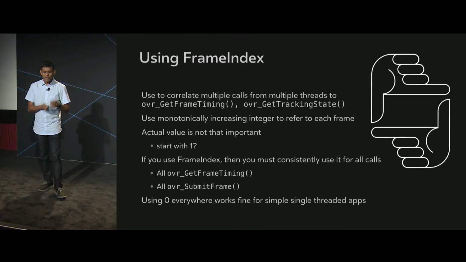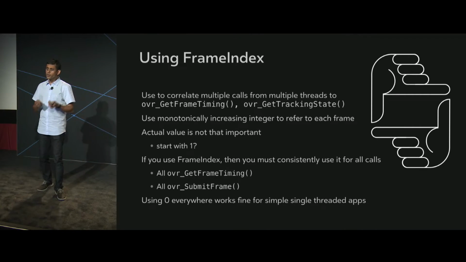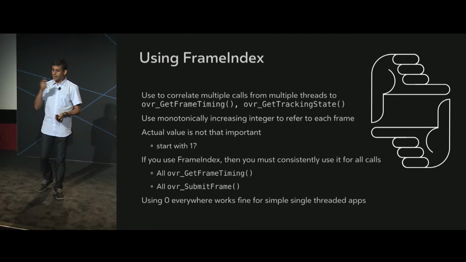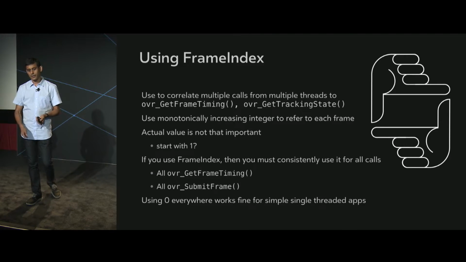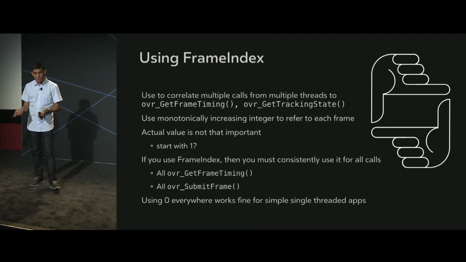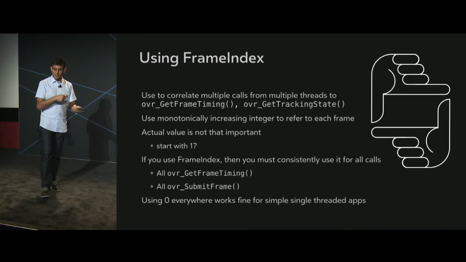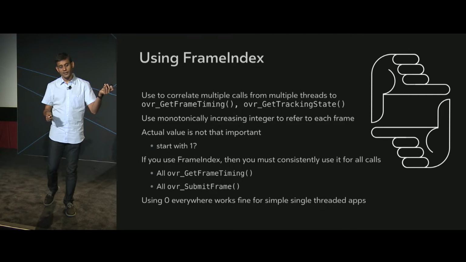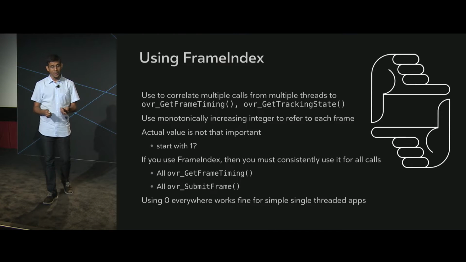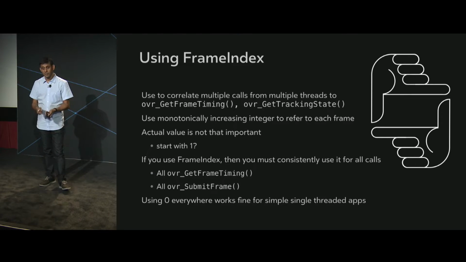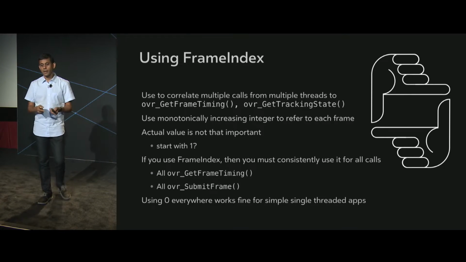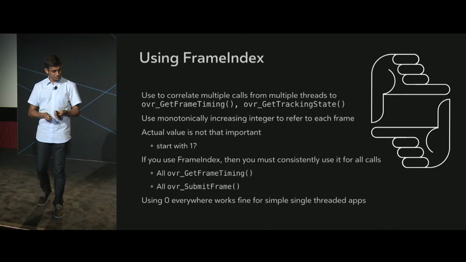And then if you use a frame index, you use it consistently to say, hey, get me frame timing for frame 1. Then you can call again and say, get me frame timing for frame 2. And you can mix calls across threads for frame timing on arbitrary frames. And since you're now referring to frames with a frame index number, the API knows which frame you're referring to.